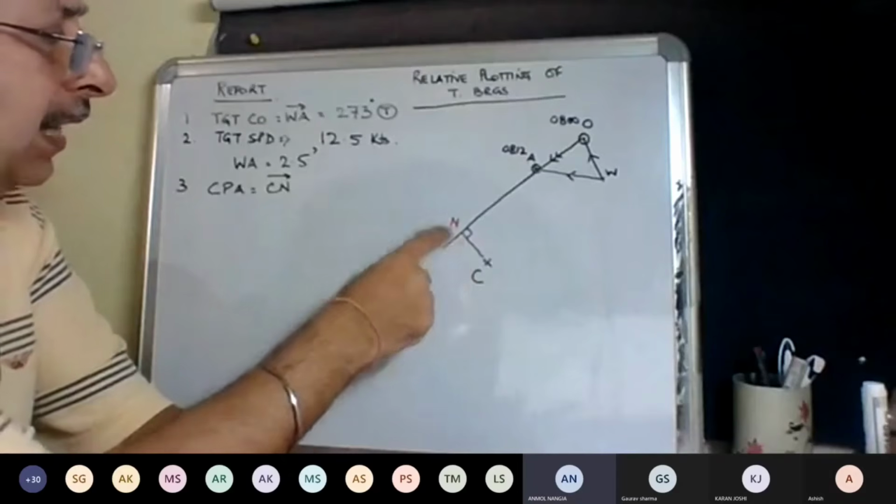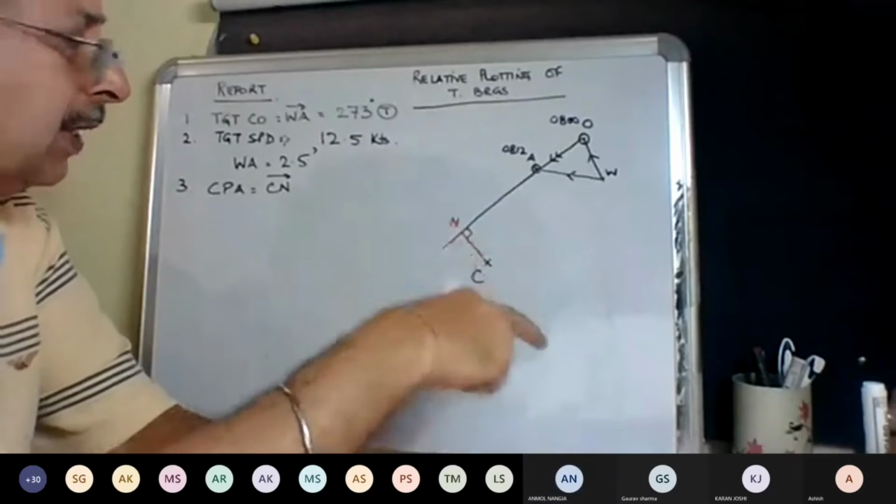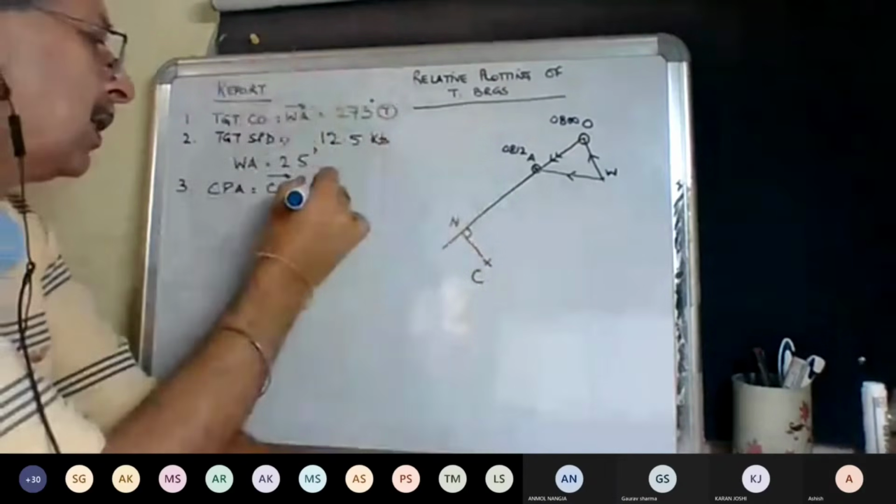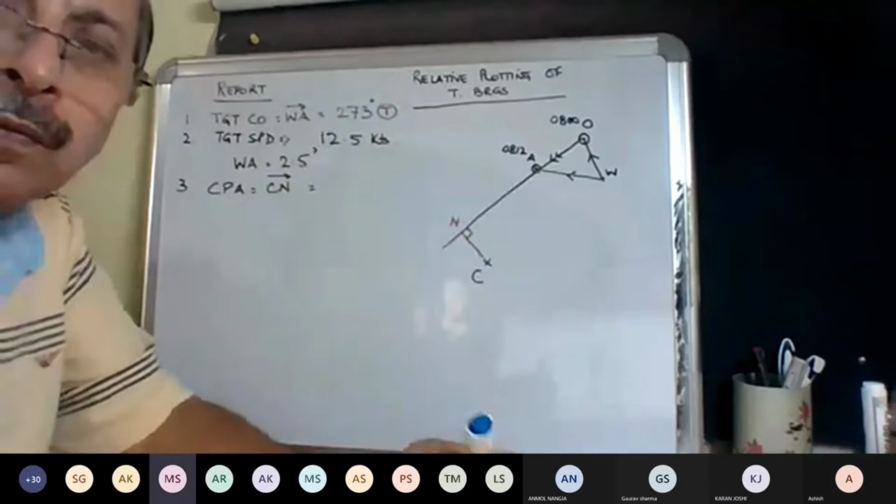CPA is CN, so measure CN on the same scale and take out its distance. 1.8.